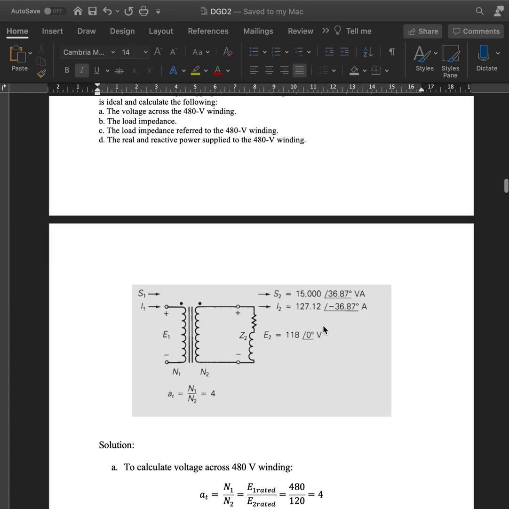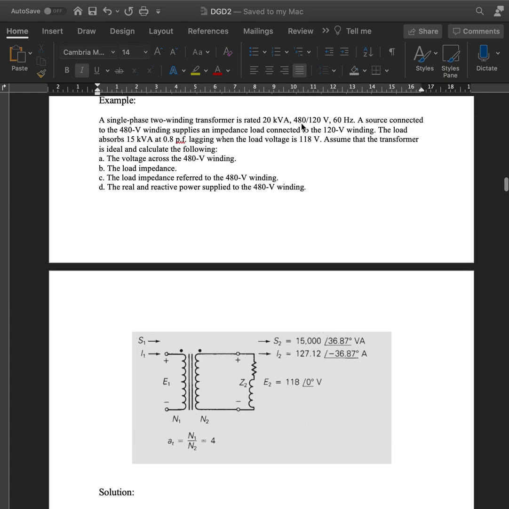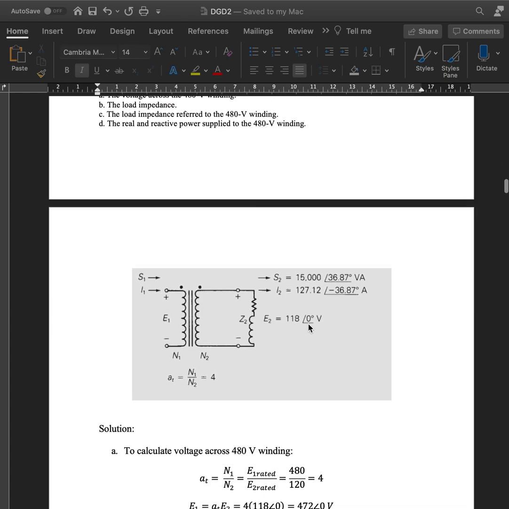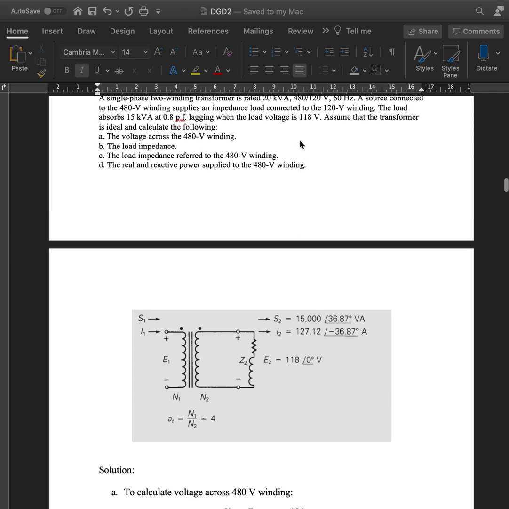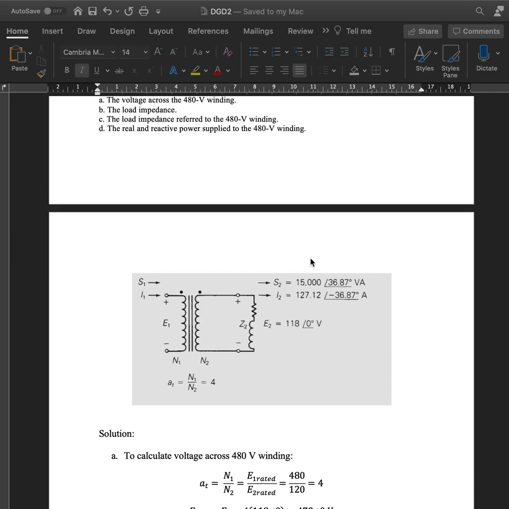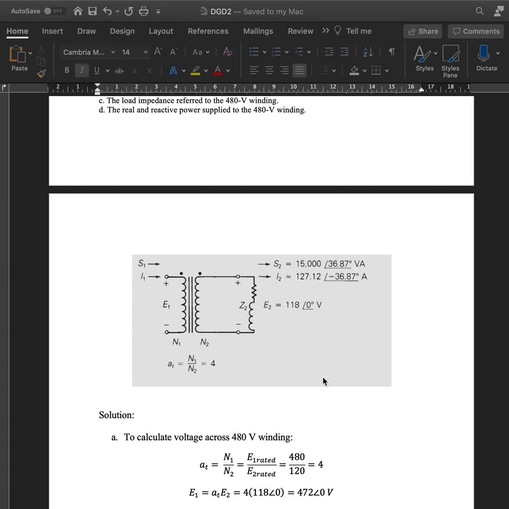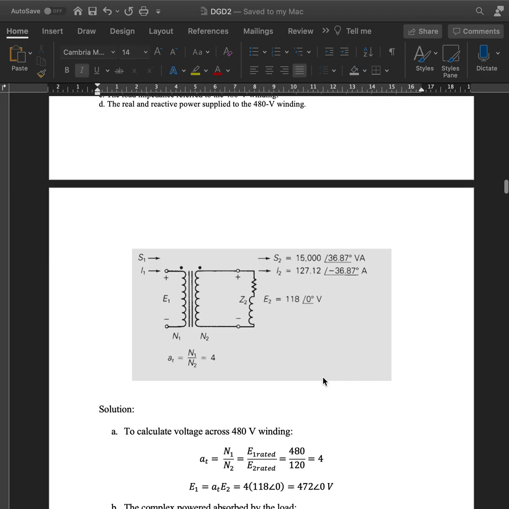So E1 rated is 480 volts, divided by E2, which is 120 volts, which gives you 4. So now E1 is equal to 4 times E2. But we know E2 now. We were told that E2 is 118 volts, so all we do is 4 times 118 angle 0, and we get 472 volts. So that's the voltage across winding 1.